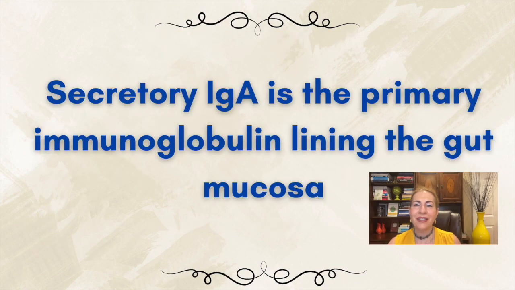We also examine secretory IgA, that is the primary immunoglobulin lining the gut mucosa. So this tells us how the immune system is responding to irritants, whether it's hyperactive, suppressed, or imbalanced.